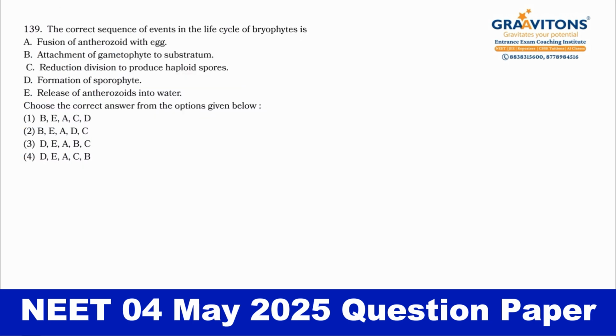And next, question number 139: the correct sequence of events in the life cycle of bryophytes. So we have to order these stages. The correct answer for this question is option 2. Okay, so the first stage is attachment of gametophyte to the substratum, and then release of antherozoids, then the fusion of antherozoid with the egg, and after that we have the formation of sporophyte, which is a diploid stage. After the sporophyte is formed, we will have the reduction division to form haploid spores. So this is the order of the sequence.